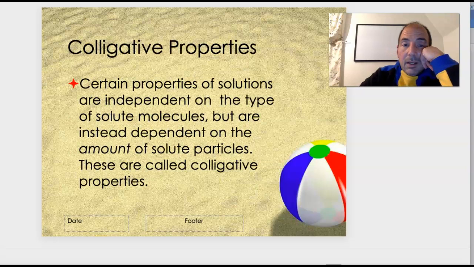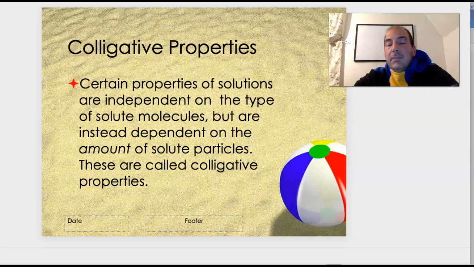All right. Need to mention colligative properties briefly. Now, again, those of you that had me, this was covered in the past. We're going to keep it very simple here because the AP has minimized this also now. So when we talk about colligative properties, we're talking about properties of a solution that depend on the amount of solute particles, but not on the specific type of solute particles.